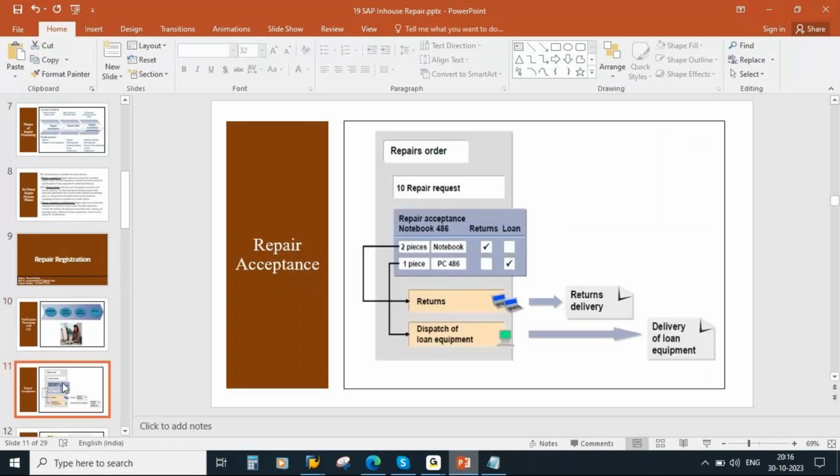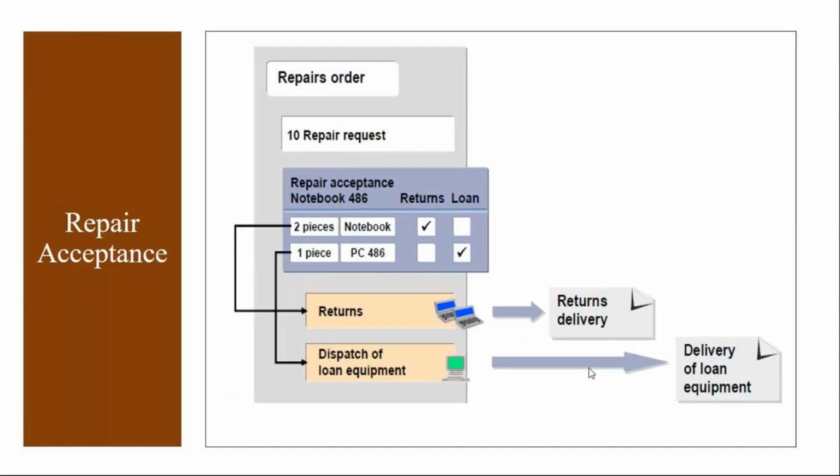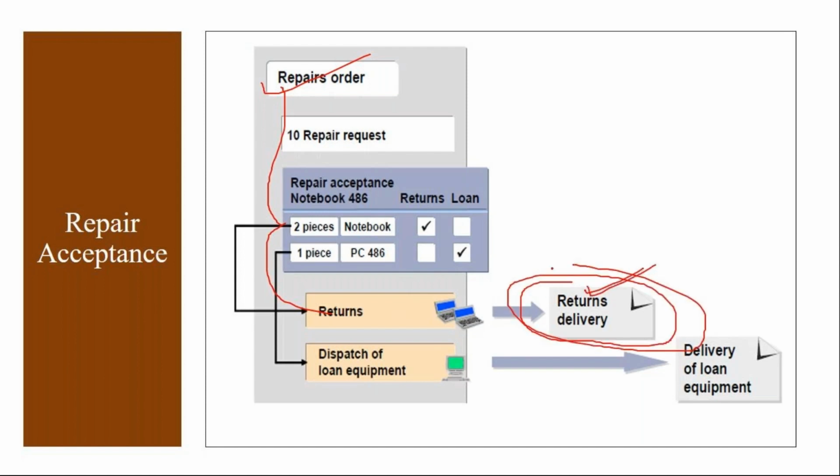Okay. So now later on they decided that it has to be repaired in-house. So you have to receive the product from the customer. So for that you will be creating a repair order. Once you create the repair order, from the repair order you will receive the product back to the plant. That is called return delivery. This is an SD step. This repair order and this return delivery are basically SD activities.